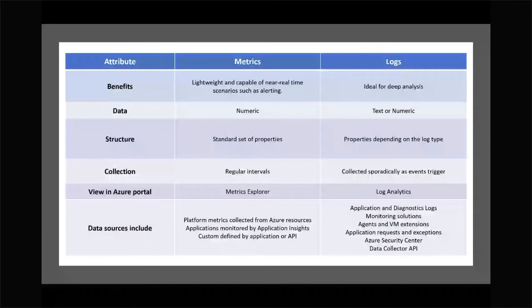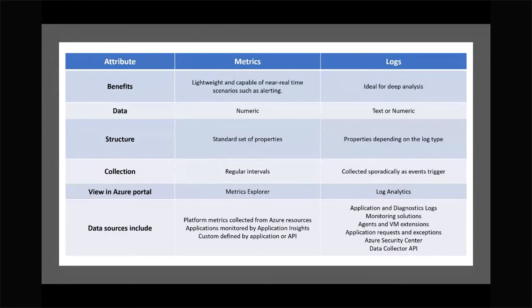Data of a metric is more numeric, whereas data of a log is textual or numeric. Metrics have a standard set of properties, whereas logs could be properties of varying types depending on the log. So for instance, metrics are numbers, their CPU percent, or their uptime, or things like that, whereas logs could just be a timestamp and event description. It could be quite anything.